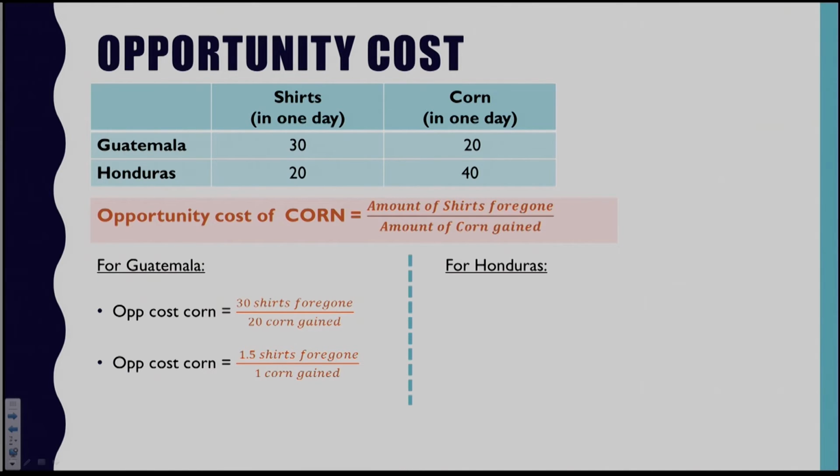by 1 corn. For Honduras, they give up 20 shirts in order to gain 40 corn. So when we reduce the fraction, that gives us 0.5 shirts foregone for 1 corn gained. So check your math, make sure you're getting the right answer.